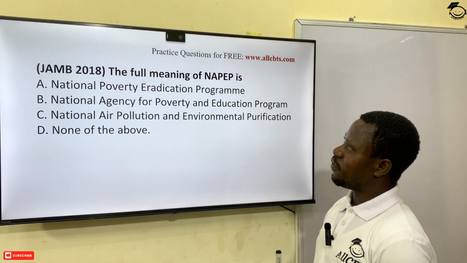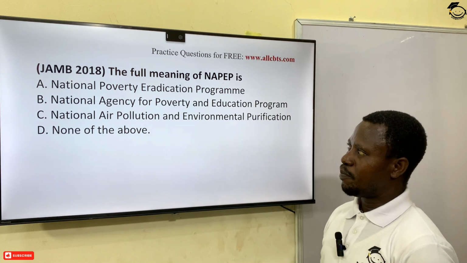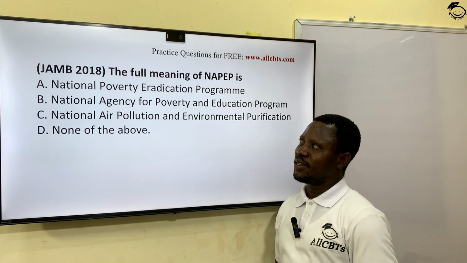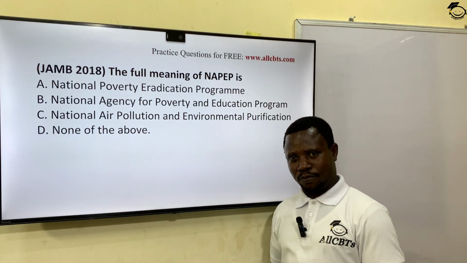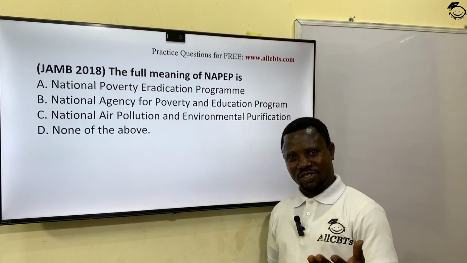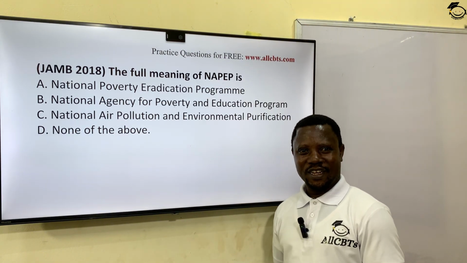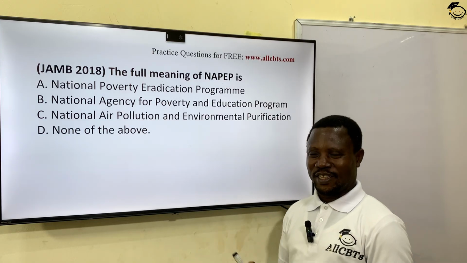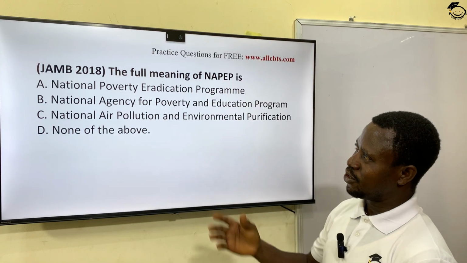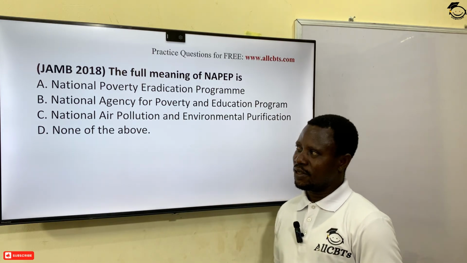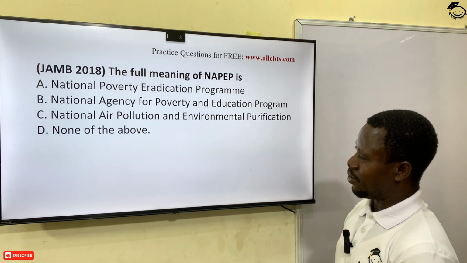The full meaning of NAPEP. NAPEP was introduced not too long ago in Nigeria as a means of eradicating poverty. And that's why they introduced this tricycle you see all around. People call it Keke NAPEP. Those tricycles, Keke NAPEP. It is called National Poverty Eradication Program. That is the meaning. All right? Option A is the correct answer.